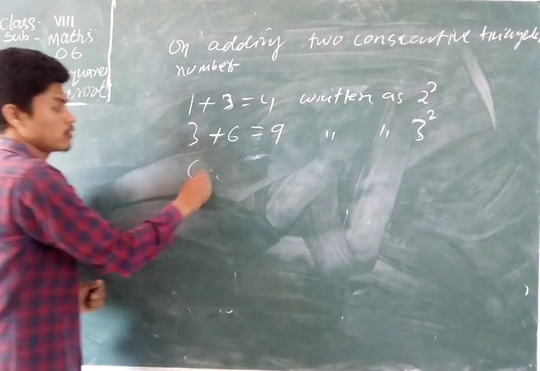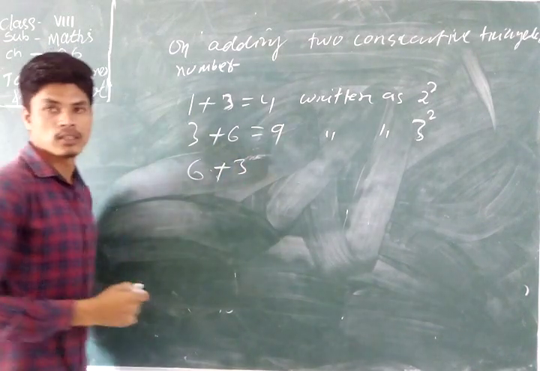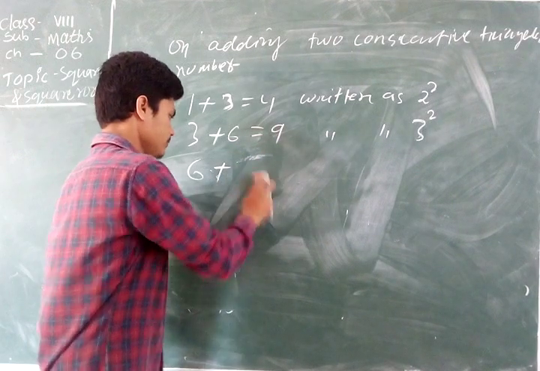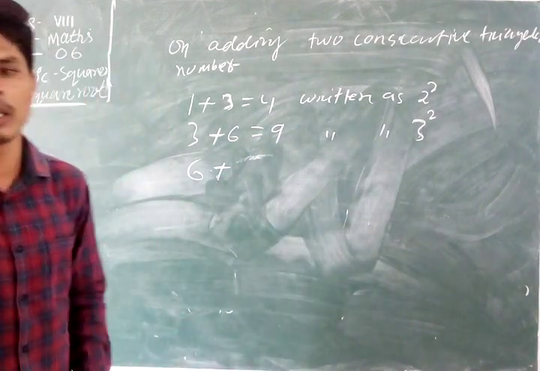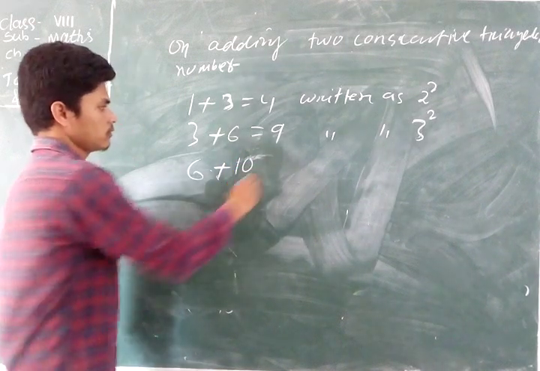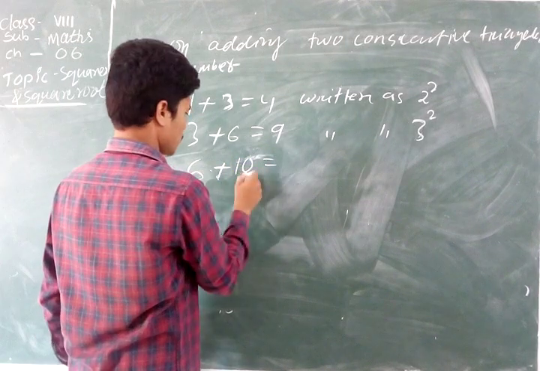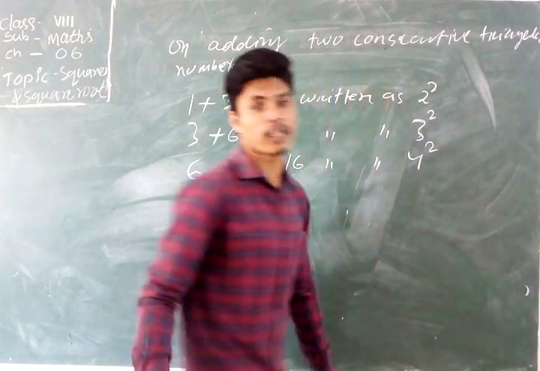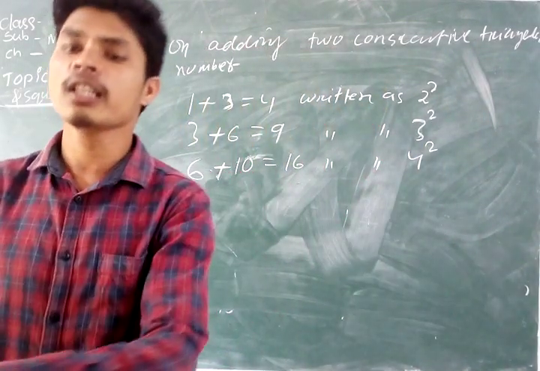Now we take 6. Then the consecutive triangular number after 6 is 10. 6 plus 10 equals 16, which is written as 4 square. Then we can find the square using this process.